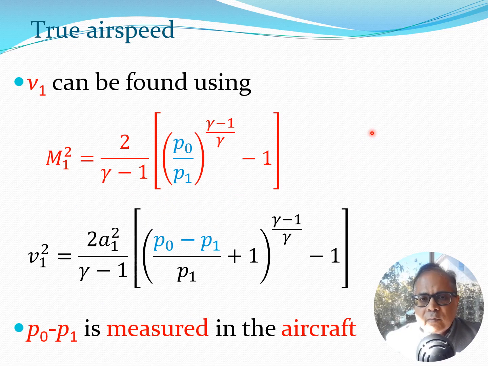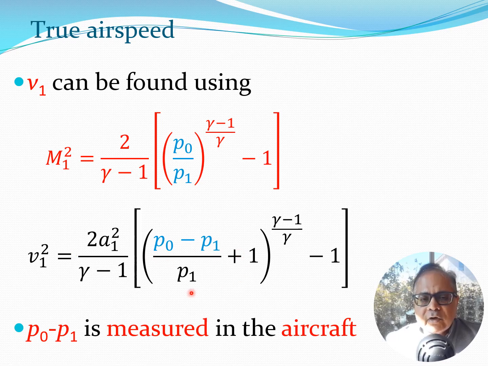Now, talking about Mach number brings us to the definition of true airspeed immediately. If we want to find the true airspeed, we'll call it V subscript 1. Then we start with the Mach number here, and realizing that Mach number is basically velocity divided by speed of sound, I can write that here. So that would be V1 by A1 square, and so I bring the A1 square here and I get this equation here.